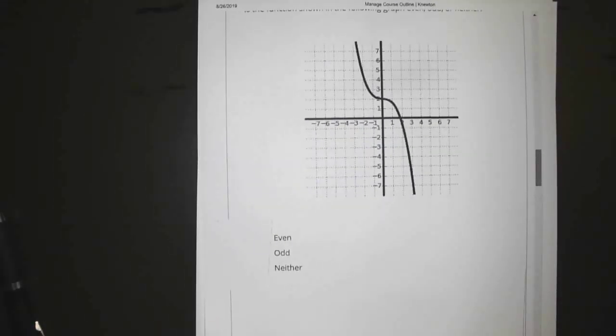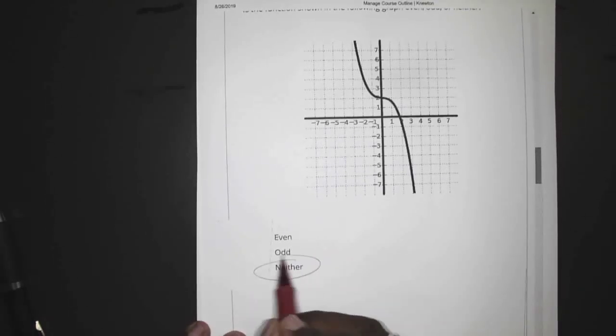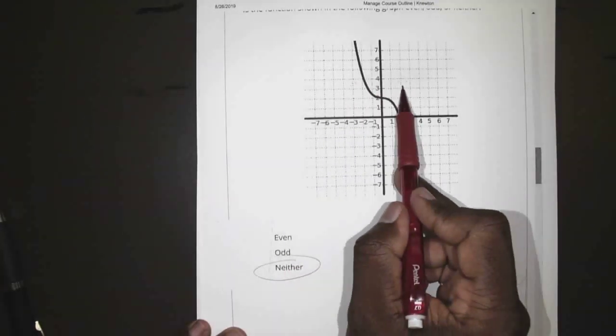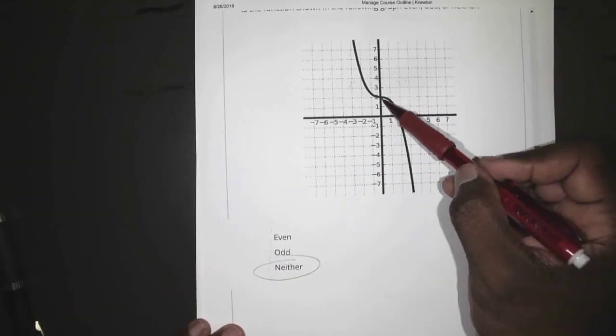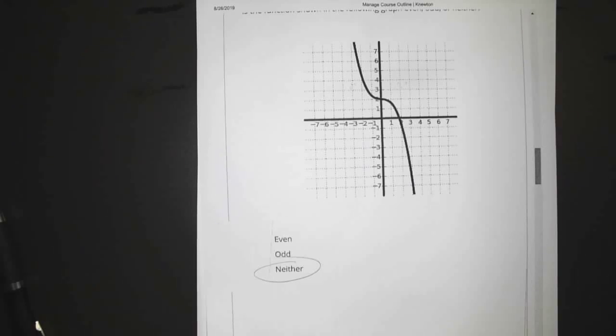And this one is what? Yep, this one falls under neither. Because it's not a reflection across the y-axis. If you get this side and flip it, it doesn't match up in any way, shape, or form. So this one actually would fall under the neither category.